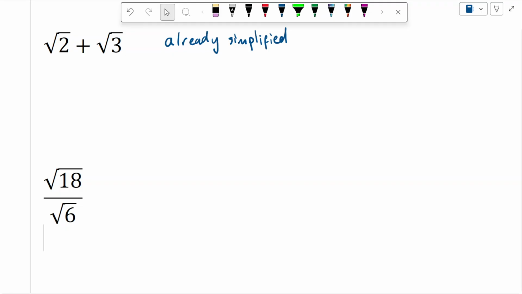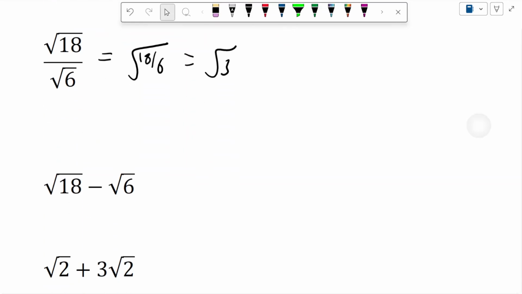Next up, we do have division. Now, conveniently, division does just work out. So this is root of 18 over 6, or in other words, root 3. But minusing, this is already simplified. So just like plussing, you can't simplify that any further.